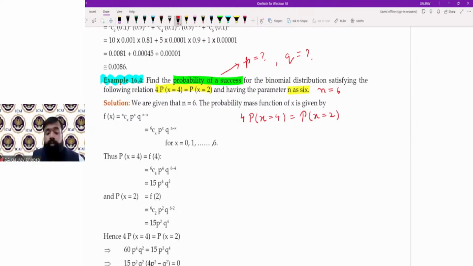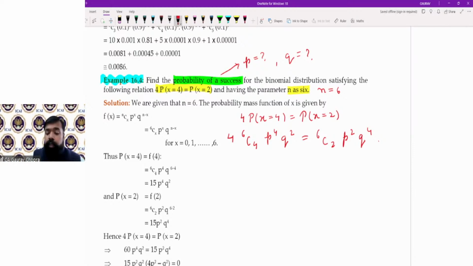Now, let's apply the values. We have to simply reuse the formula of binomial distribution. So 6C4 because x is 4, then p to the power of 4 and q to the power of 2. Since p and q are not available, we are writing p and q as it is. Then P(X=2), 6C2, p to the power of 2 and q to the power of 4. So first of all, we have to substitute the given values. So we have substituted the values.